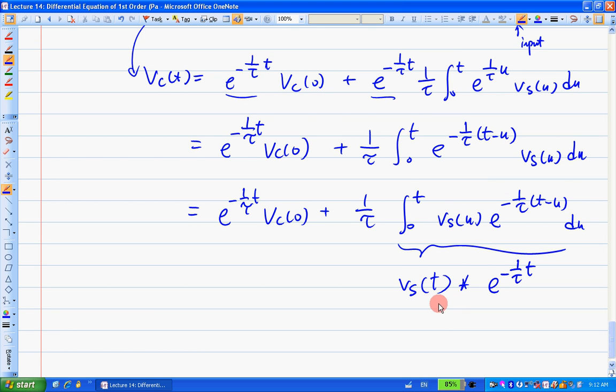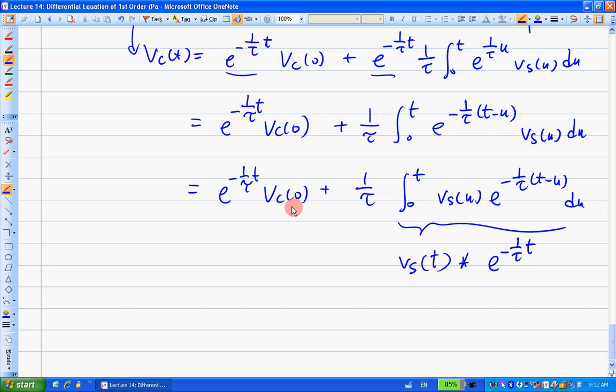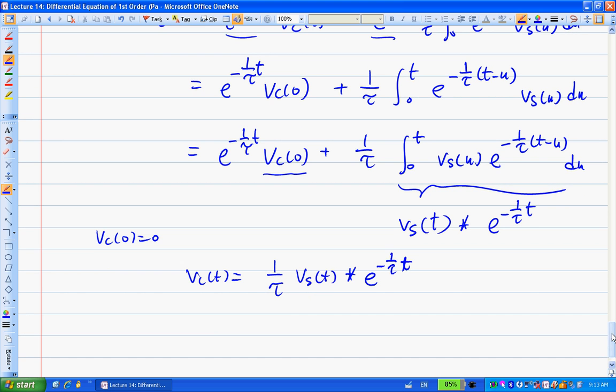Now, let's suppose, what's this here? This is the initial condition. If Vc of 0 equals 0, then this basically means Vc of t equals 1 over tau times Vs of t convolved with this function here. And what is Vs of t? It's the input. So the input convolved with this function gives you the output.